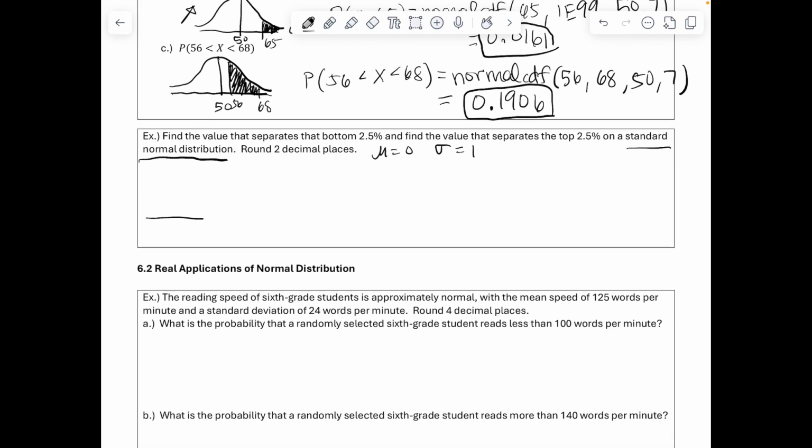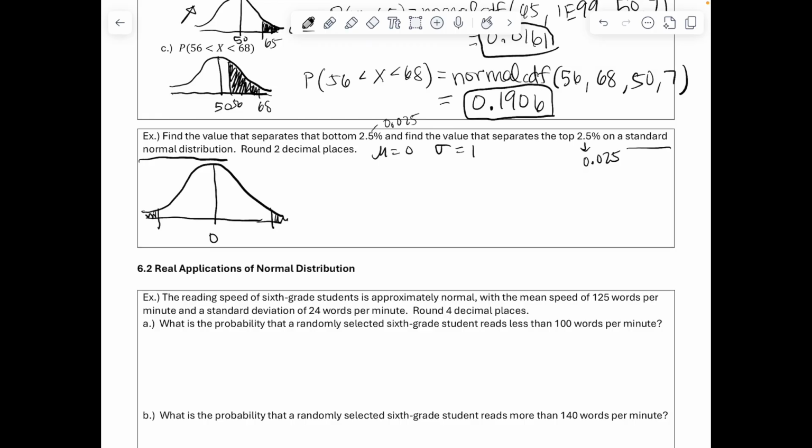So the first thing let's do is draw our curve. So draw your normal curve. Since we know the mean is 0, I'm going to put 0 in the middle. And it wants the top 2.5%, which is 0.025, and the bottom 2.5%, which is 0.025 as a decimal. So those are pretty small little areas.